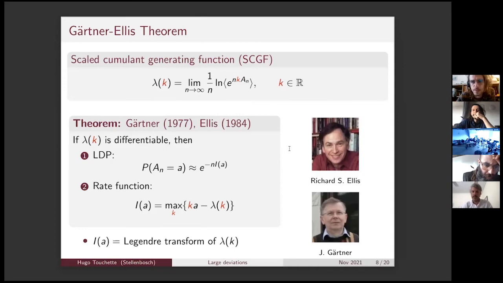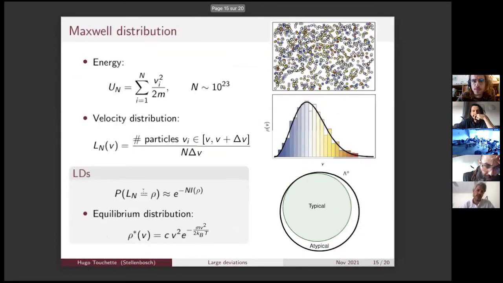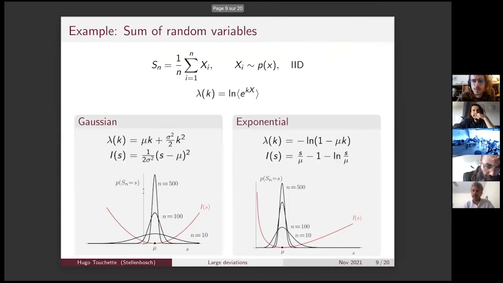And this is explained in this set of lecture notes. If you're dealing with a nonequilibrium system, it's just more complicated, but the formalism is the same.